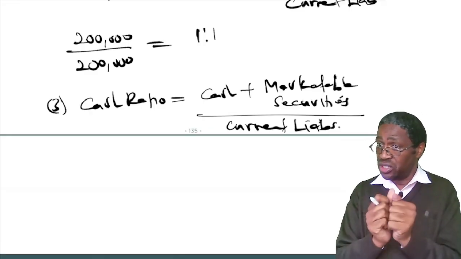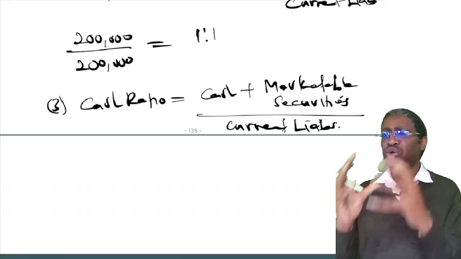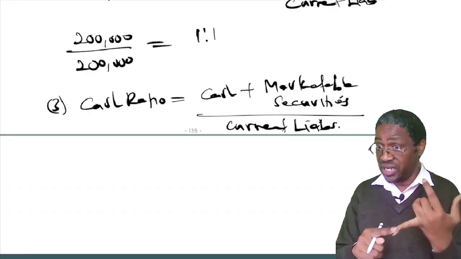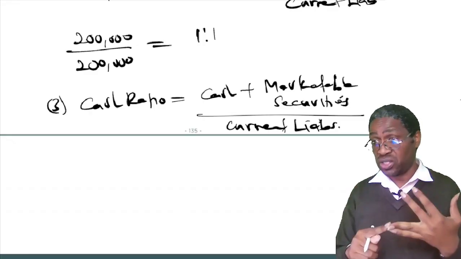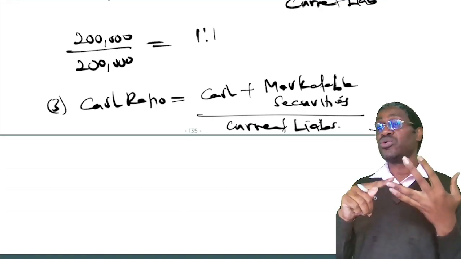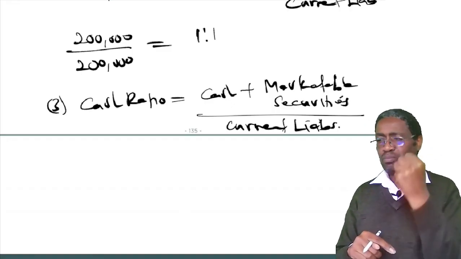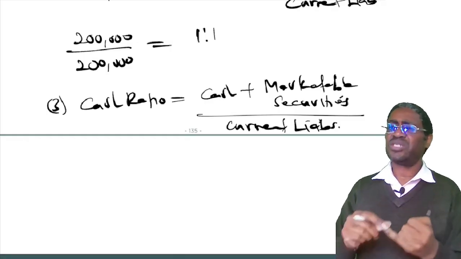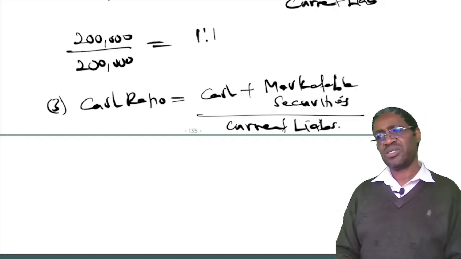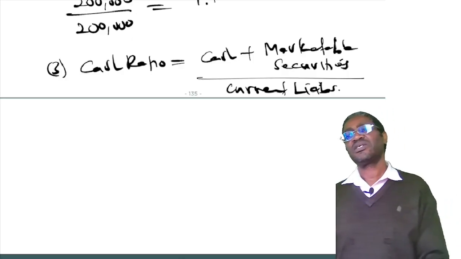You take the cash or money in the bank, whichever there is in the balance sheet, plus any short-term investment. This time you don't include debtors, you don't include stocks. You are trying to get the most liquid assets, which is cash and money in the bank, plus any marketable or short-term securities or short-term investments. Then you divide that by current liabilities.